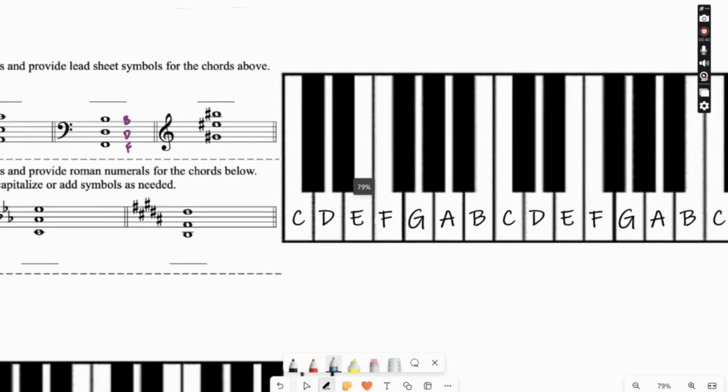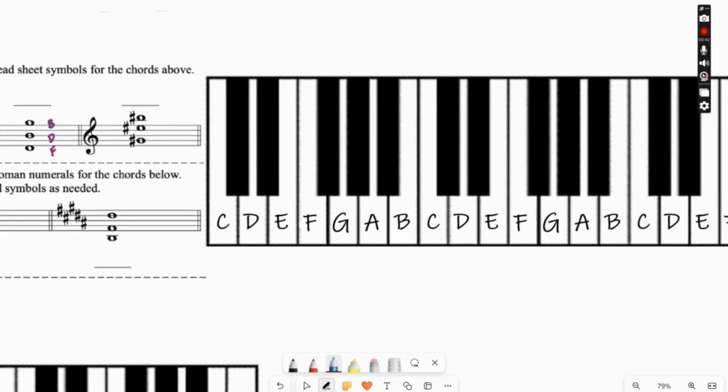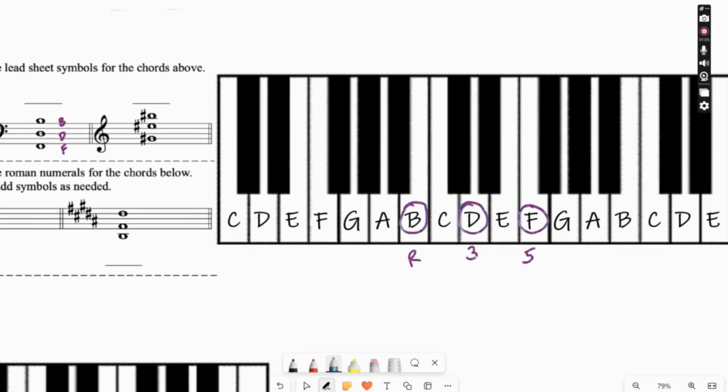And again, there's only one solution for this. So I need to plot F, D, and B. The only solution that's going to get me 2 third intervals and 1 fifth is this. B to D is a third, D to F is a third, and B to F is a fifth. So once I figured it out, that means I have figured out the root, third, and fifth. So I'm going to start my answer with the capital B, because that means B is the root.